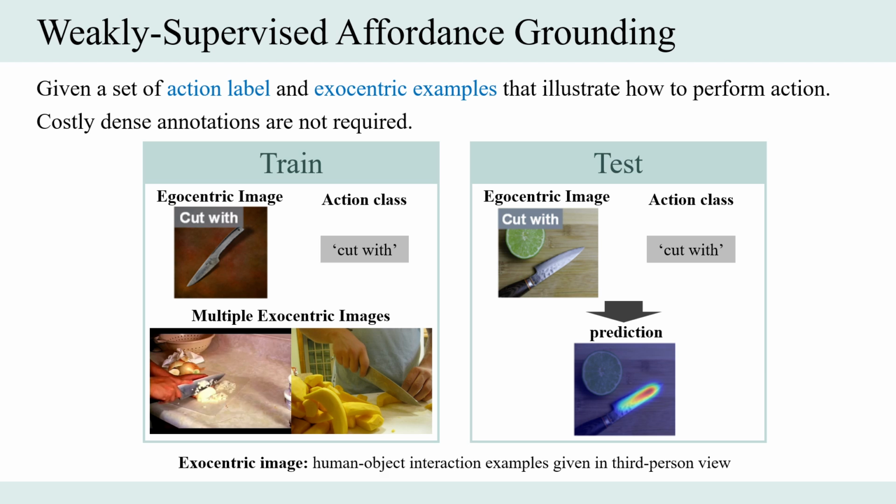Thus, affordance grounding has been studied in a weakly supervised setting, where only multiple exocentric images are provided instead of dense annotation. During training, we rely on a set of exocentric examples and distill how the action is performed into an egocentric representation. At test time, given only an egocentric image and the action class, the model localizes the action relevant part with a class activation map.